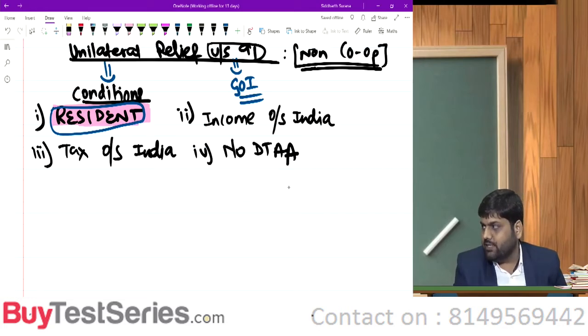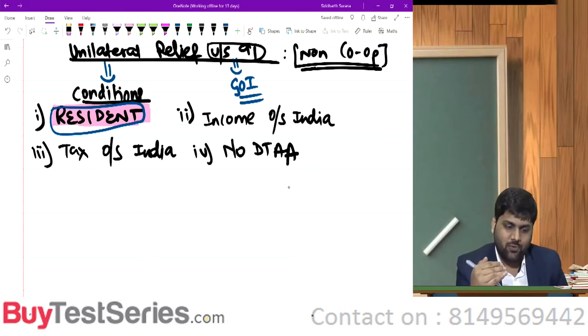Effectively, how many conditions do we have in order to get relief? First, assessee has to be resident. Second, there has to be income outside India. Third, you should have paid tax outside India. And fourth, there should not be any agreement between India and that country, because if there is an agreement, in that case you will go for bilateral relief. But I will repeat it for the last time that honestly there is only one condition. Conditions 2, 3 and 4 are not actually conditions, they are a comedy, they are a waste of time.